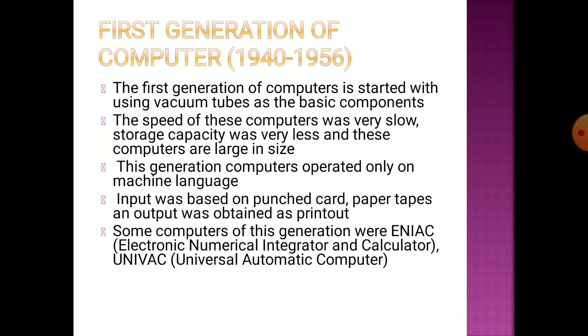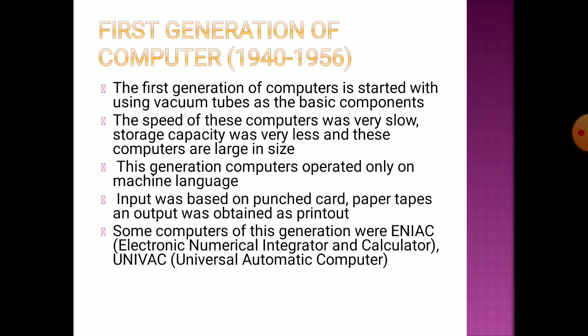So the input work is done through either punched cards or paper tapes, and the output was obtained through printouts. Then some examples of your first generation computers: the first one is ENIAC, and the second one is UNIVAC. Remember the expansion of each, you may get it as a 1 mark question.